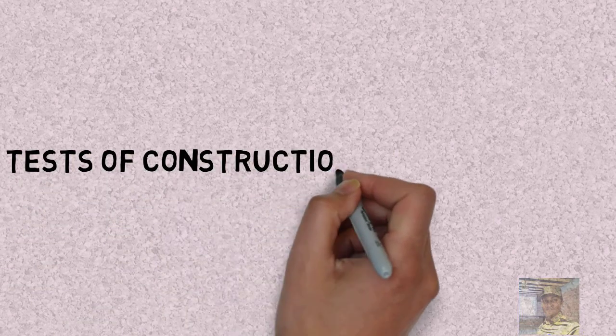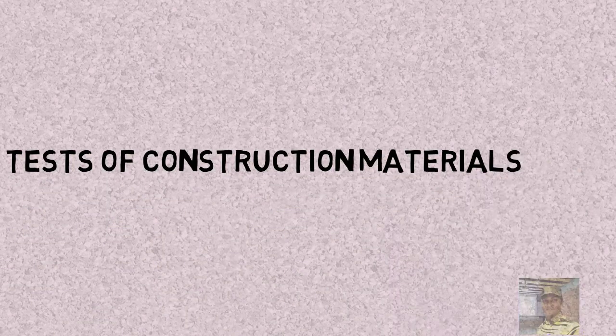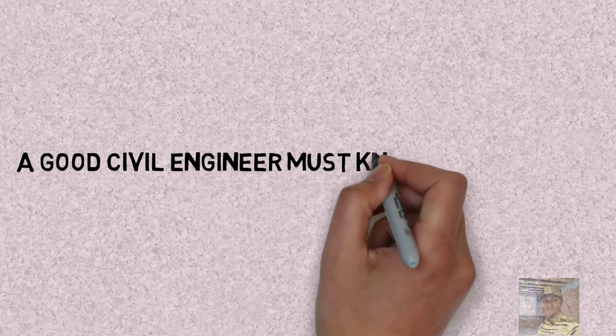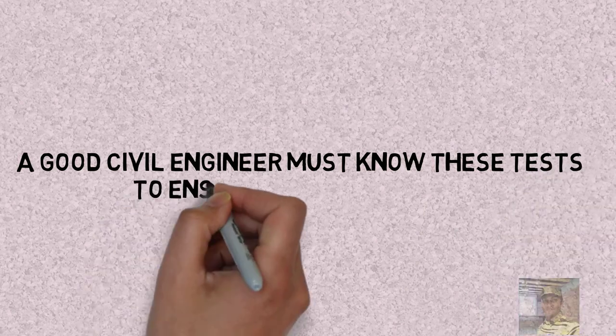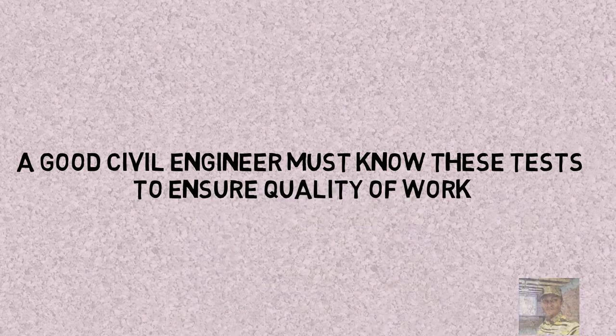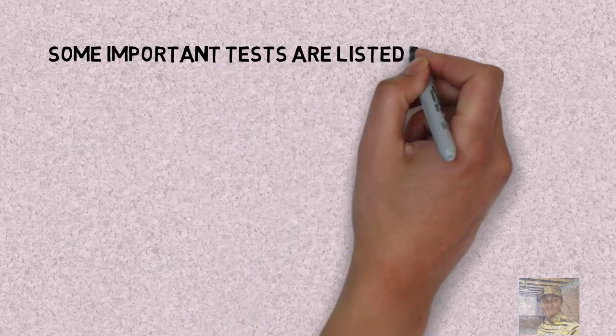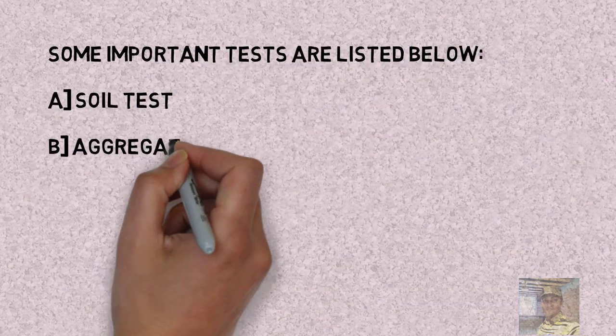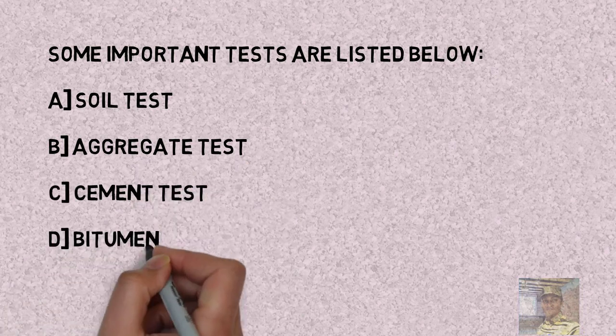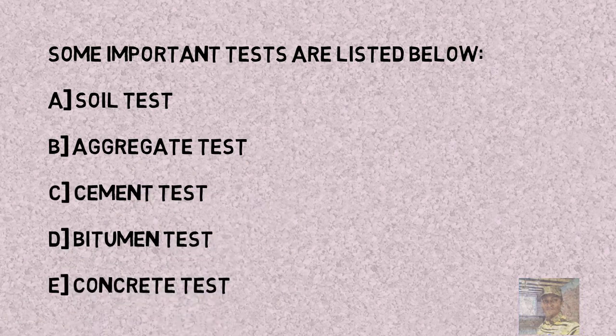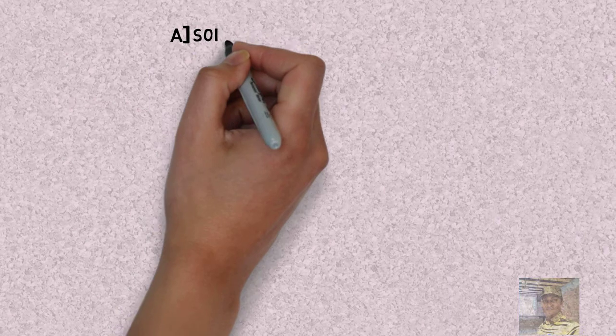Test of construction materials. A good civil engineer must know this test to ensure quality of work. Some important tests are listed below: soil test, aggregate test, cement test, bitumen test, and concrete test.